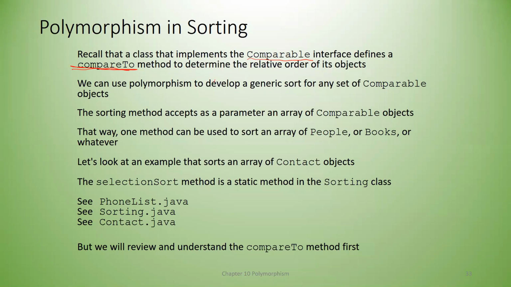Now, this compareTo method will compare if one comes after the other or one comes before the other. Because of this compareTo method, it tells you which one comes first or which one comes after. You can put things in order based on this. That's why we are talking about this. Okay, let's look at an example that sorts an array of contact objects.